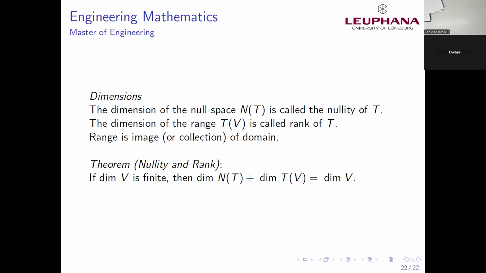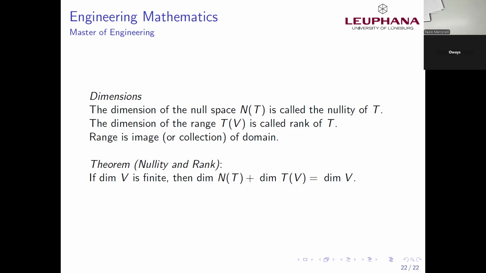We have a theorem which says that if the dimension of V is finite, this is easy to understand because we are working just with finite dimension, then please pay attention now. The dimension of the null space, the nullity if you want, plus the dimension of T of V, this is our image, the dimension of the image.